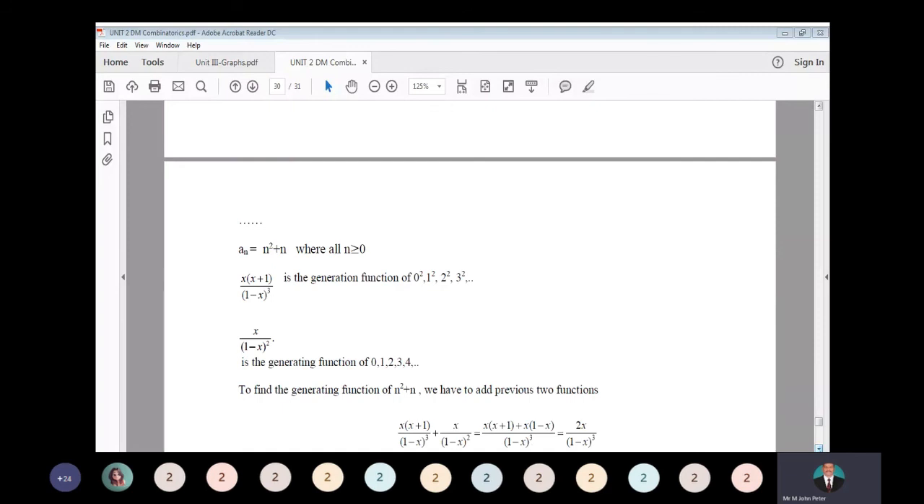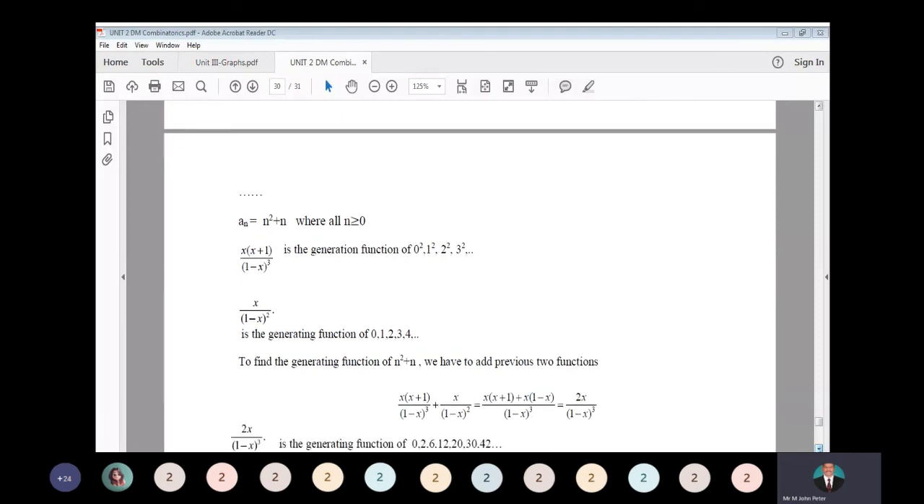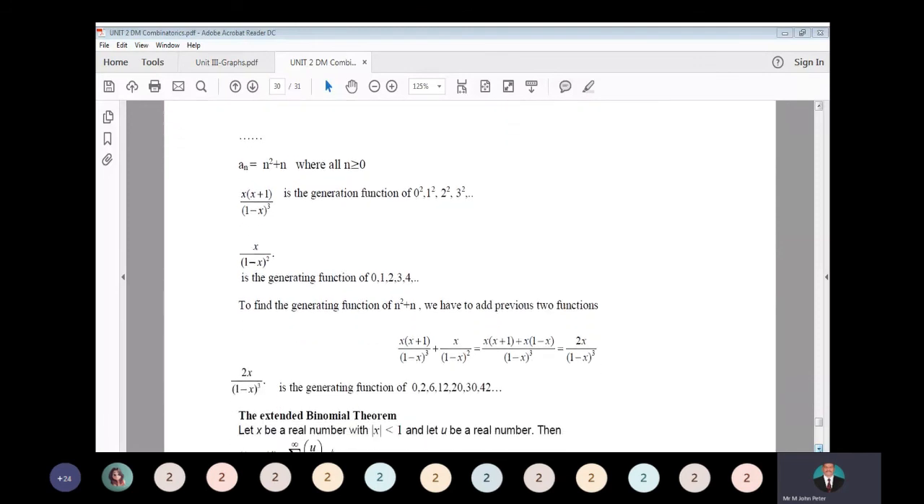x by (1 minus x)^2 is the generating function of 0, 1, 2, 3, 4. To find the generating function, we have to add up these two. That's why they picked this one. So we have to add the previous two functions.